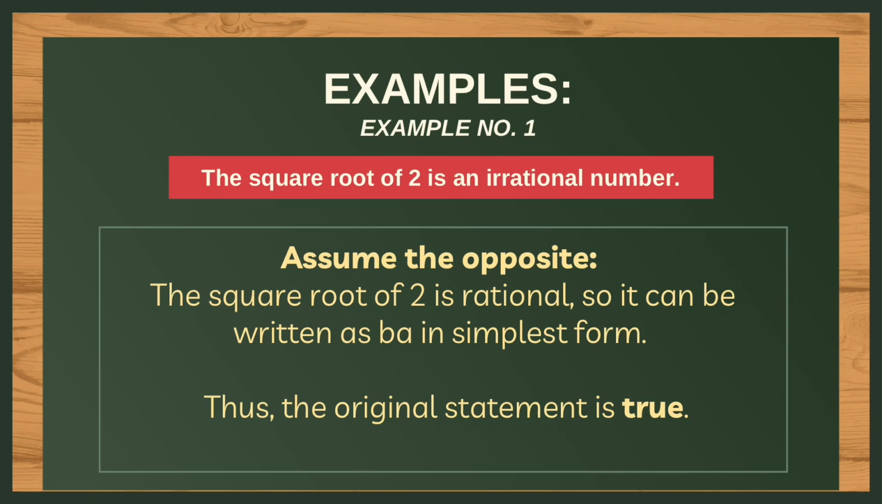Example number 1. The square root of 2 is an irrational number. Assume the opposite. The square root of 2 is rational, so it can be written as a/b in simplest form. Thus, the original statement is true.